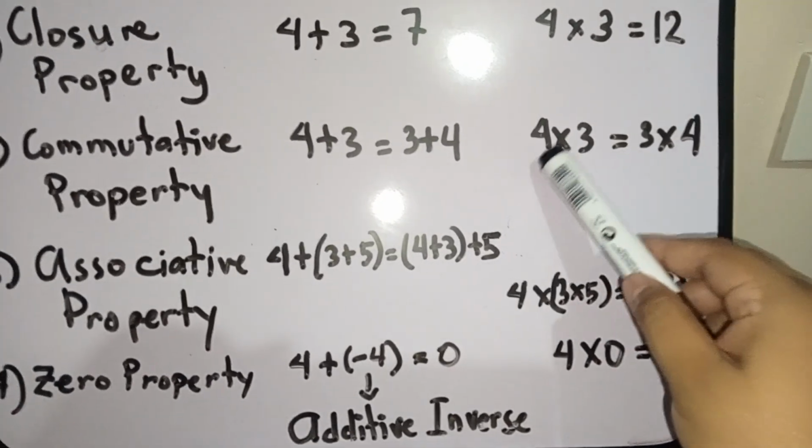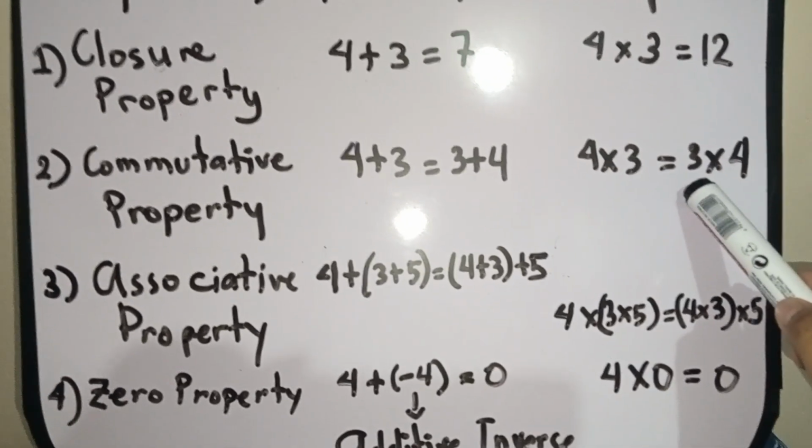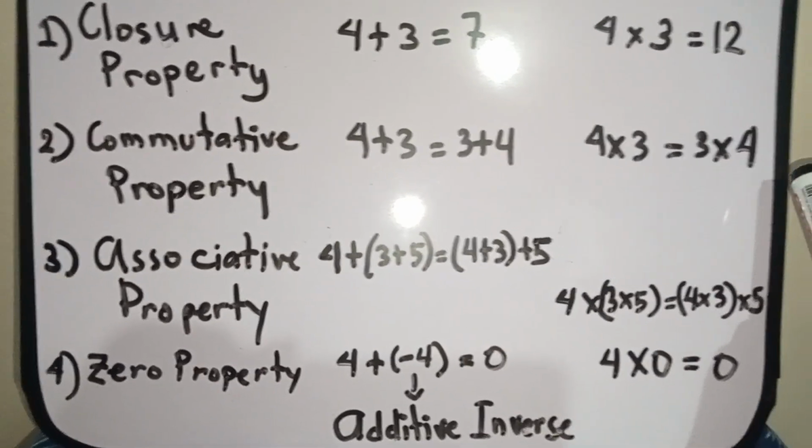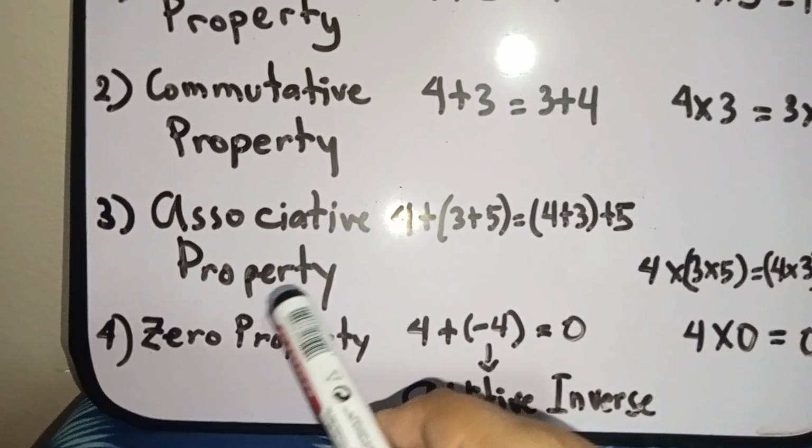Same thing with 4 times 3. 4 times 3 is 12. We interchange the factors. So you have 3 times 4 is also 12. The third one is the associative property.